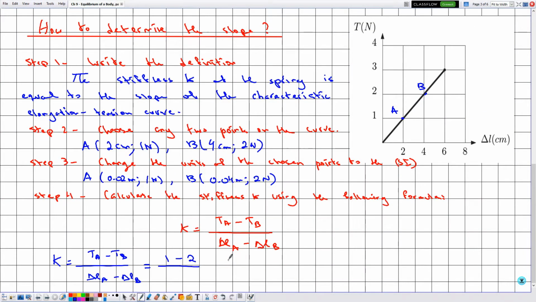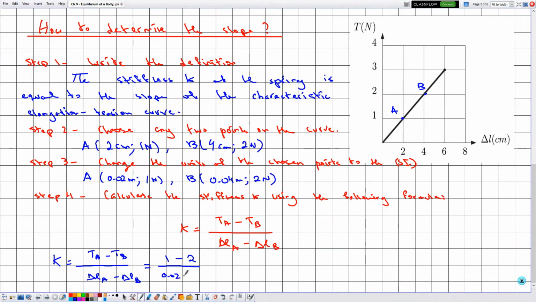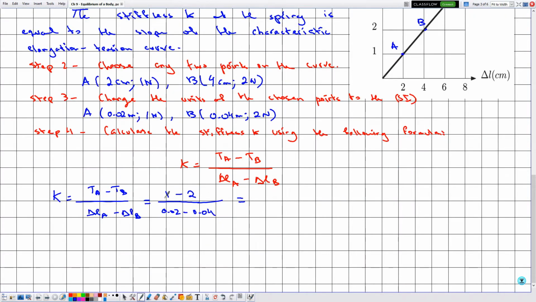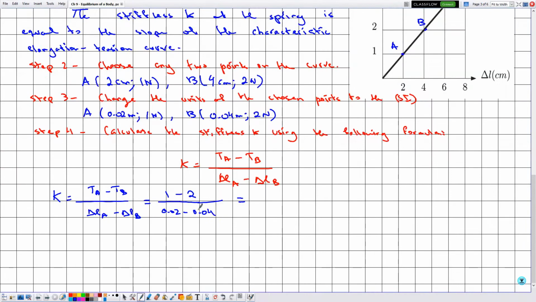Divided by delta LA, then we choose the SI, which is given by 0.02, minus delta L at the point B, which is given by 0.04. Now here, when calculating the following fraction, you need to take into consideration that you need to calculate the numerator and the denominator separately.